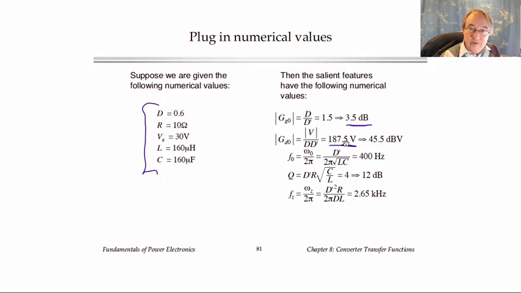It has dimensions of volts because the duty cycle is dimensionless while the output is voltage. Expressed as dB, this corresponds to 45.5 dB volts. Then we have our quadratic poles at 400 Hertz with a Q of 4, which is 12 dB. And our right half plane 0 turns out to be at 2.65 kilohertz.